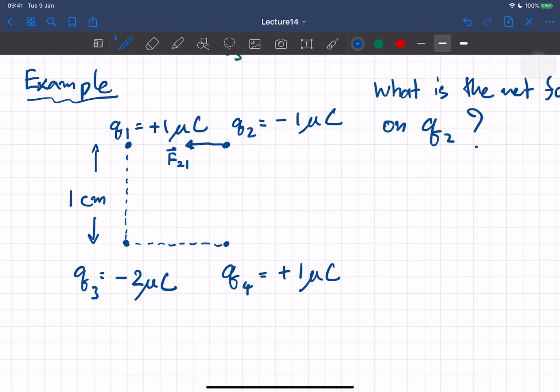Now let's do this pair, Q2 and Q4. 2 and 4, they are also opposite sign in terms of the charge. So they attract each other, but they are attracting each other along this line, right? So F, in this case, is going to be F24 because it's F on 2 by charge Q4. And it's pointing that way because 2 and 4 attract each other.